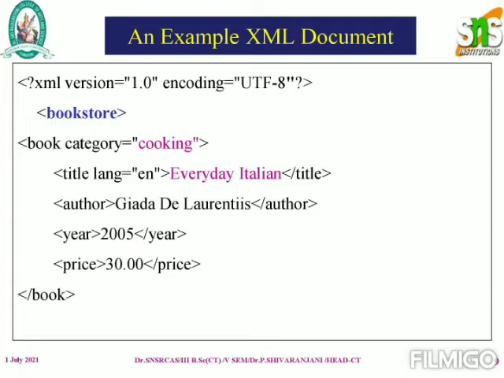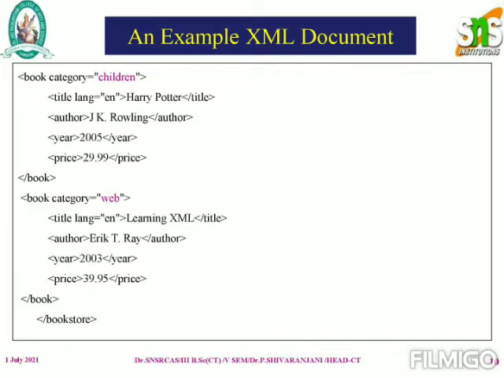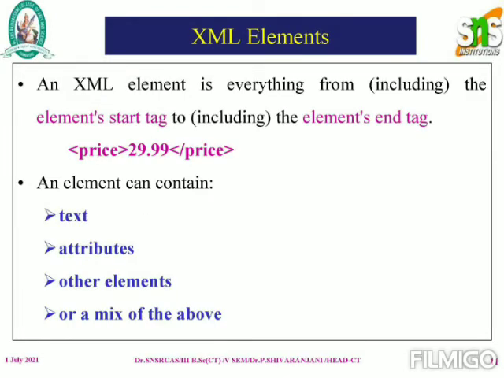And similarly, we have created two more categories, a children category and a web category. In the children category, we have named the title of the book Harry Potter, then the author of the particular book, the year of publication and the price of the book. We also defined another book category called web, and for that the title of the particular book is Learning XML, and we have mentioned the author, the year and the price of the particular book. So these are the three different types of documents we have described inside a bookstore XML document.